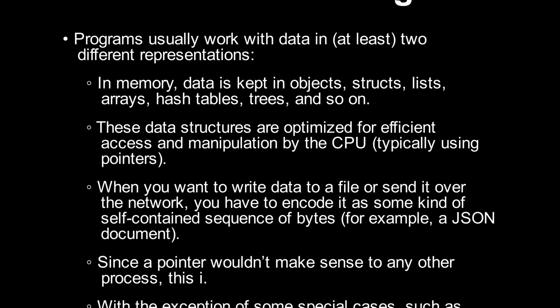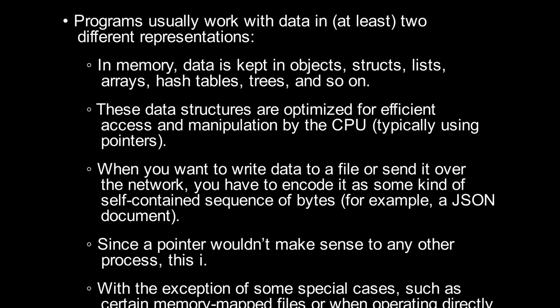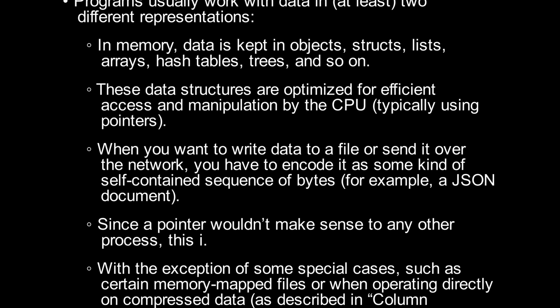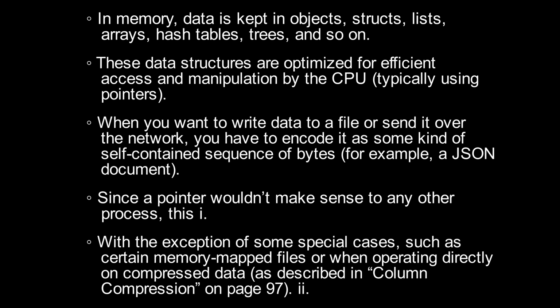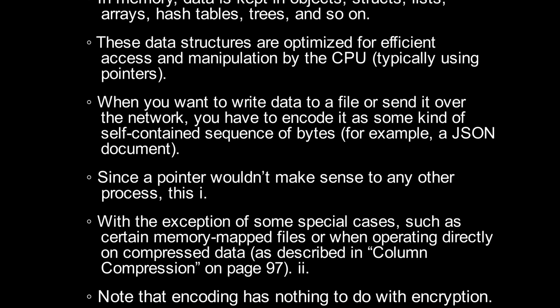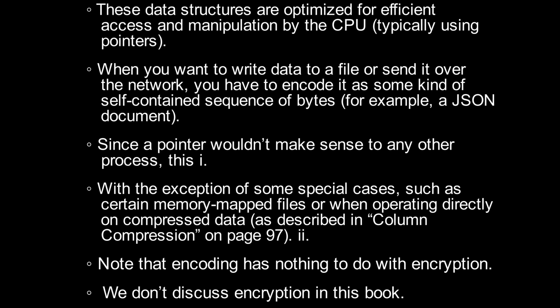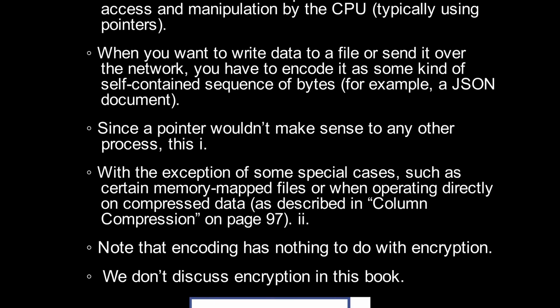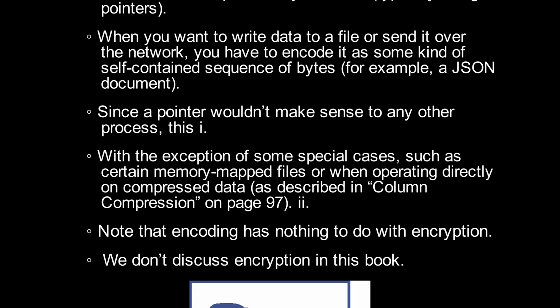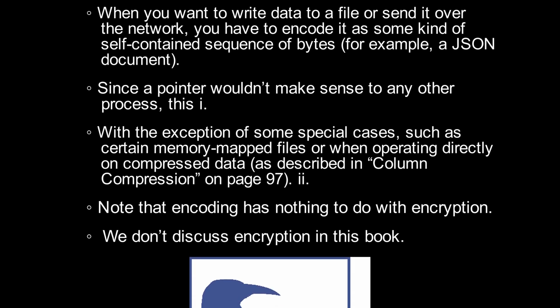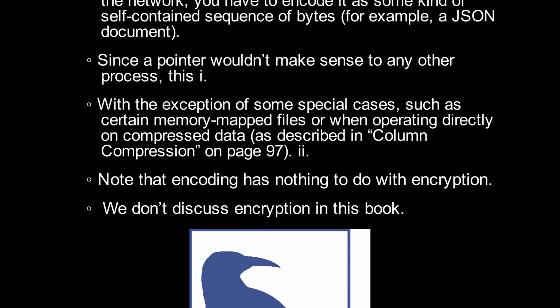as some kind of self-contained sequence of bytes, for example, a JSON document. Since a pointer wouldn't make sense to any other process, this is with the exception of some special cases, such as certain memory-mapped files or when operating directly on compressed data as described in "Column Compression" on page 97. Note that encoding has nothing to do with encryption. We don't discuss encryption in this book.